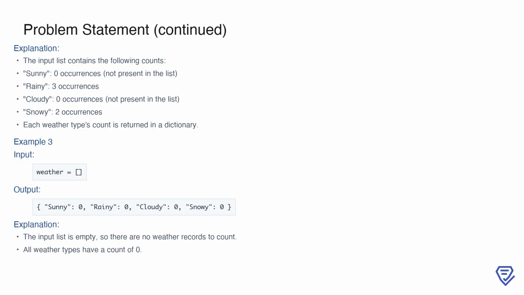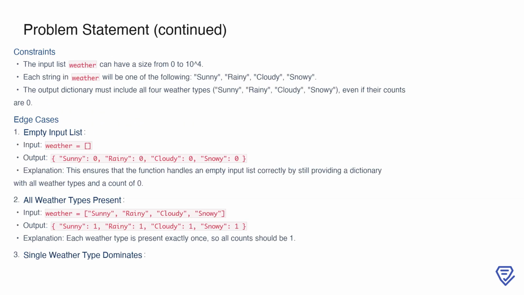Another scenario to consider is when the input list is completely empty, as shown in the third example. With no weather records in the list, all four weather types have a count of 0, resulting in the output: sunny: 0, rainy: 0, cloudy: 0, snowy: 0. These examples highlight the importance of ensuring that the output always includes all four weather types, even if some of them have no occurrences. Now let's review the constraints and edge cases for this problem.